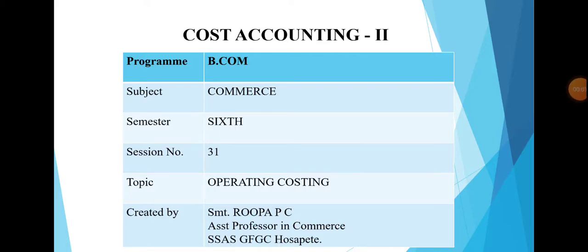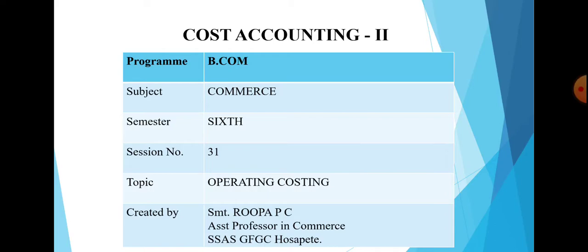Everyone, this is the 31st session of BCom 6th semester paper Cost Accounting of Vijayanagara Sri Krishnadevara University, Bellary. In this session, we will solve three problems regarding operating costing.